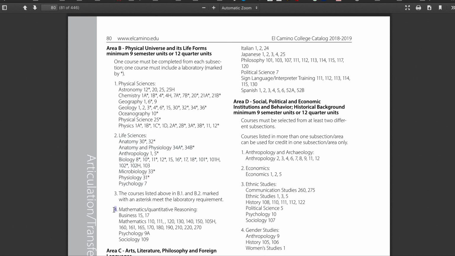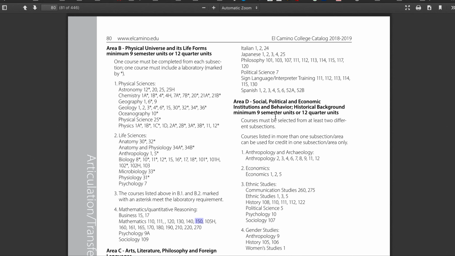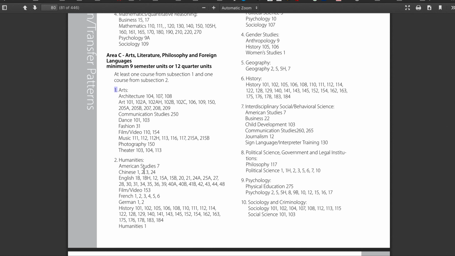Your math B4 is going to be math 140 or 150, either one, doesn't matter. Math 150, but you're not going to count the units because you're going to count the units over here under major, so you're not going to count them under your GE. C1 is arts. You can choose one class from C1 if you haven't already done so. You can choose one class from C2 if you haven't already taken something in that area, and then one more from either one to get 3 classes, 9 semester units.